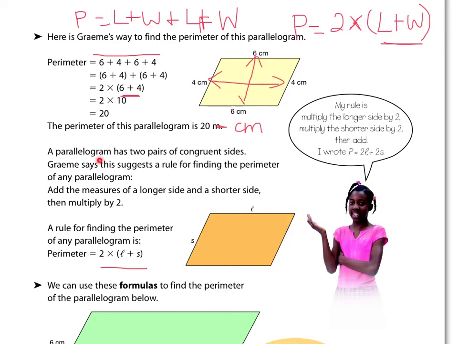So, as we said, a parallelogram has 2 pairs of congruent sides. So these are congruent, these are congruent. Remember, congruent means the same. The rule for finding the perimeter of any parallelogram and rectangle, because a rectangle would also apply and have 2 congruent sides and 2 congruent sides, is you can add the measures of the longer side and the shorter side and then multiply by 2. So this is our formula here. Length plus side, they've said. We've said length plus width. And of course you have to multiply that by 2, putting that in a bracket. So that's the other formula we talked about.